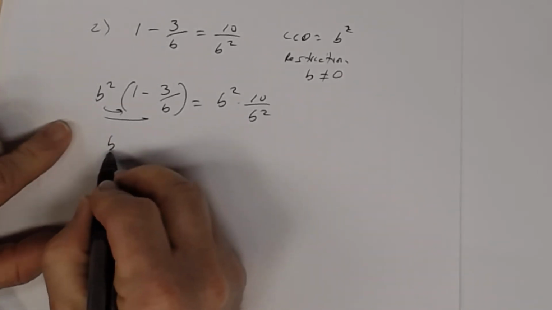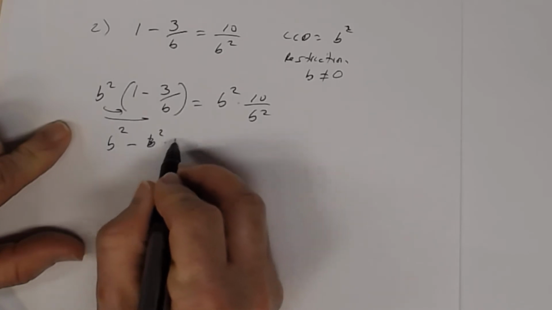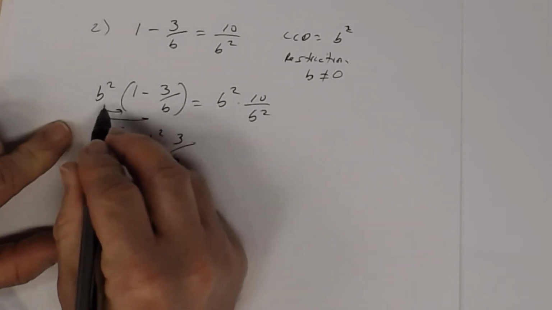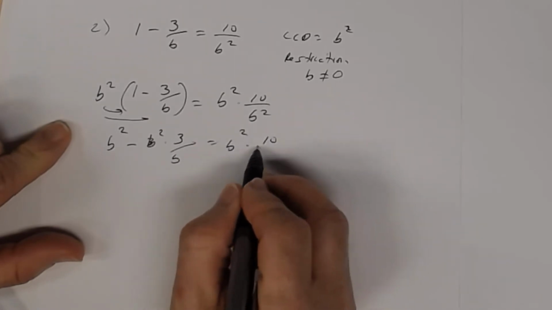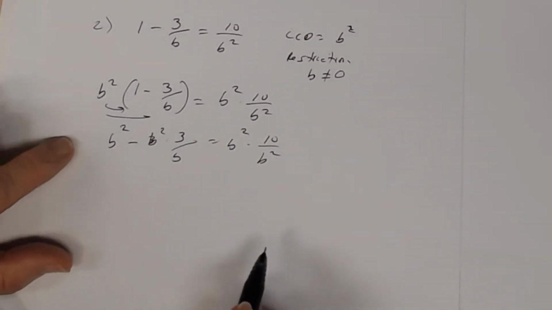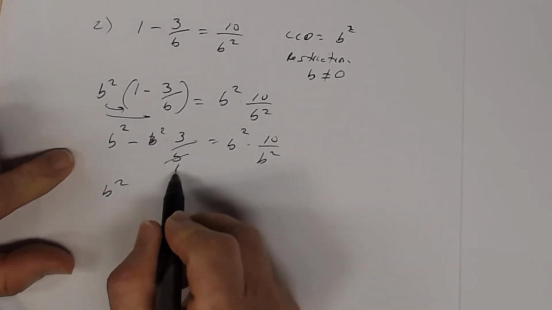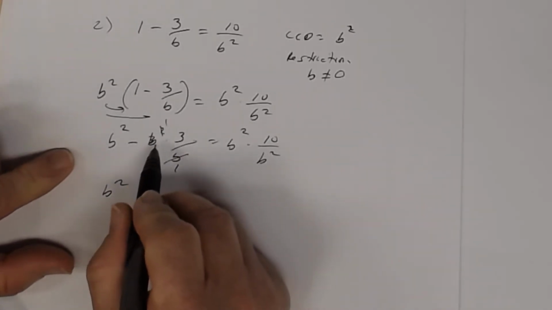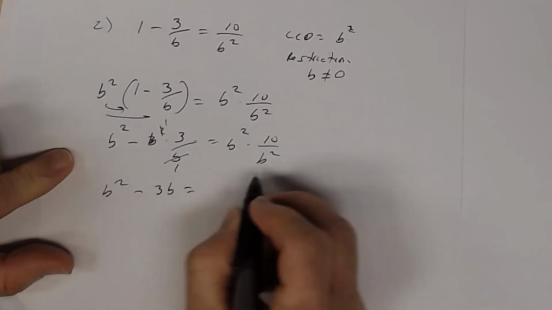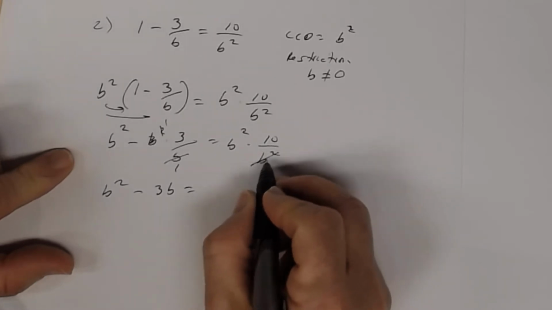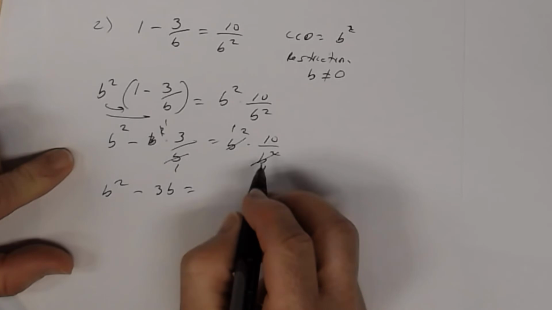So I get b squared times 1 is b squared minus b squared times 3 divided by b, equal. I'm going to go ahead and rewrite this over, b squared times 10 divided by b squared. Then I'm going to go ahead and reduce what I can. So I get b squared. This factor b reduces with one of these, so you get b times 3, which is 3b, equal. Both factors of b divide into both factors of b here, and so 1 times 10 is 10.